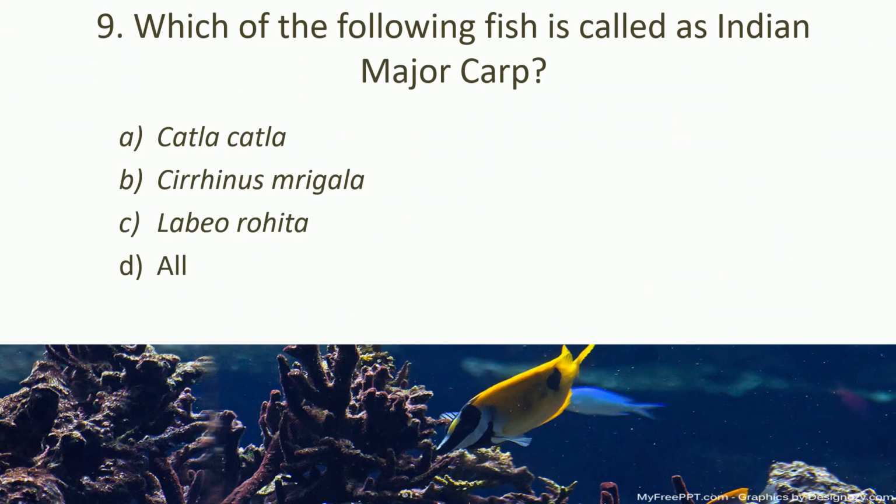Which of the following fish is called an Indian major carp? The carps which grow better and are indigenous to India are called Indian major carps. The options are Catla catla, Cirrhinus mrigala, C, Labeo rohita, and D, all. The right answer is all. These three are called Indian major carps, that is Catla, Rohu, and Mrigal, and the scientific names are Catla catla, Cirrhinus mrigala, and Labeo rohita.